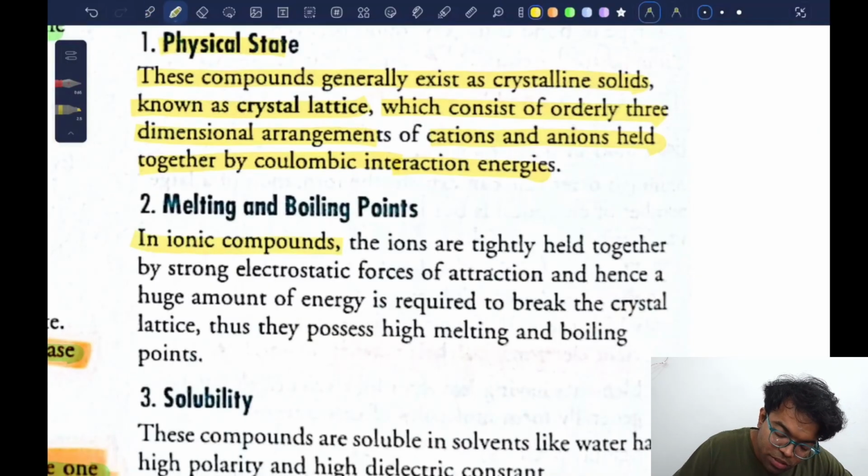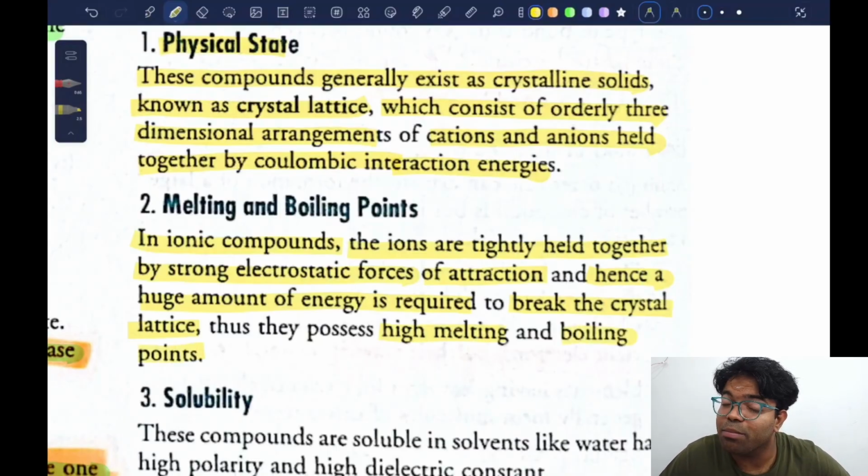In ionic compounds, the ions are tightly held together by strong electrostatic forces of attraction, and hence a huge amount of energy is required to break the crystal lattice. Thus, they possess high melting and boiling points. Because ionic bonds are stronger than covalent bonds, more energy is required to break the ionic bond.